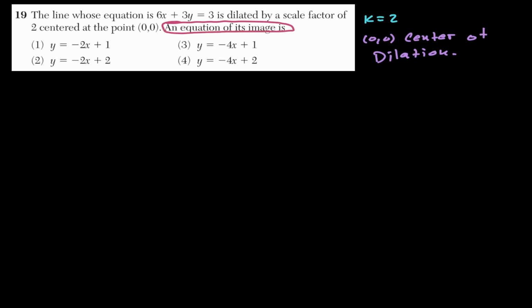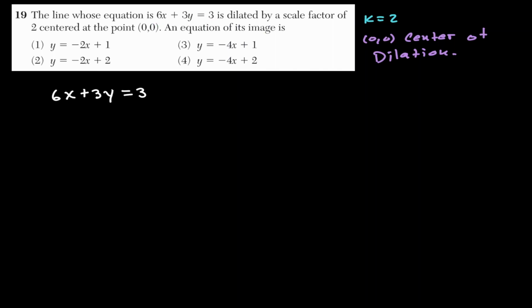In question 19, we have a line whose equation is 6x plus 3y equals 3. This equation is dilated by a scale factor of 2. So let me write that down on the side. Our scale factor is going to be equal to 2. And in addition, the center of dilation is at the point (0, 0). What we would like to know is, what is the equation of the image after this dilation? But before we even think about dilation, let's get the equation that we are given and write this down in standard form.